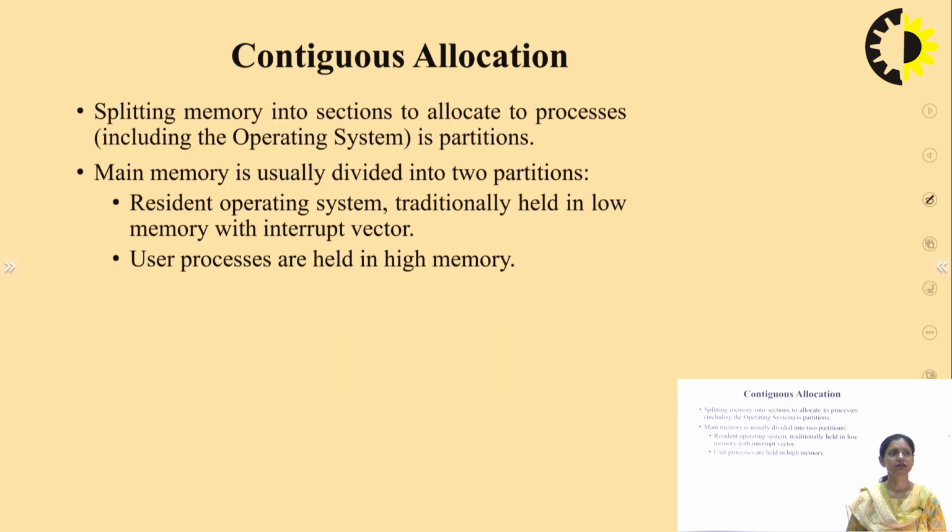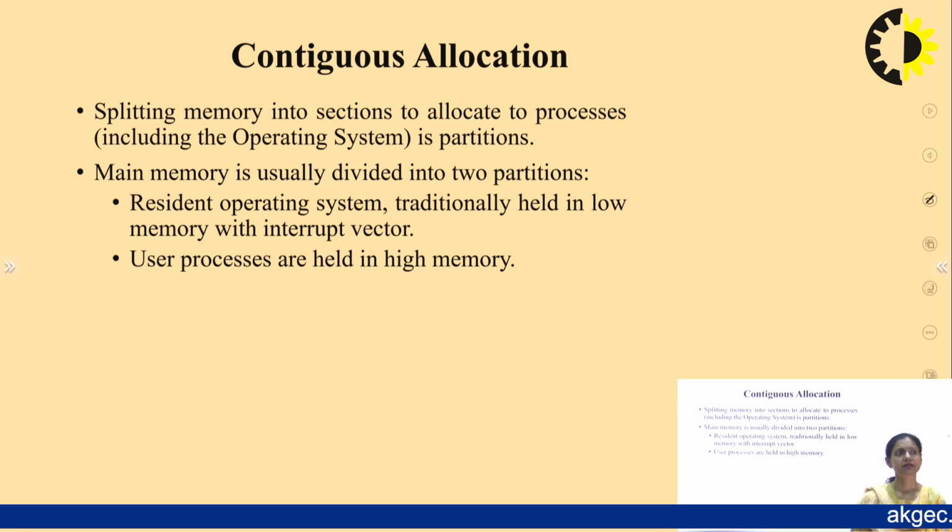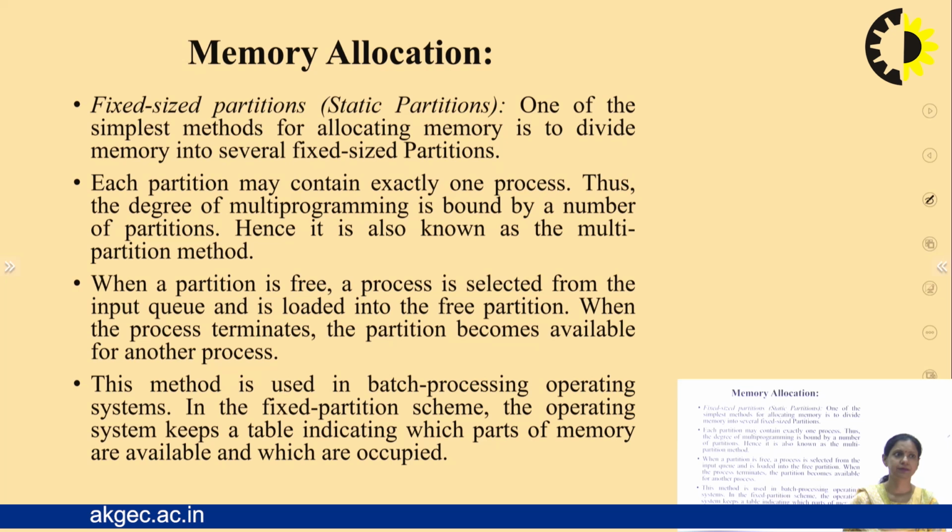So starting with the first one, what basically is the contiguous memory allocation? When we talk about the whole of the memory, it is divided into two parts, that is two partitions. Partitions is basically splitting the memory into different sections. They can be equal or unequal depending upon the type of allocation that we are doing. So main memory is divided into two partitions. The first one is the partition where the operating system resides in the low memory with the interrupt vector, and the other partition is for user processes that are held in the high memory.